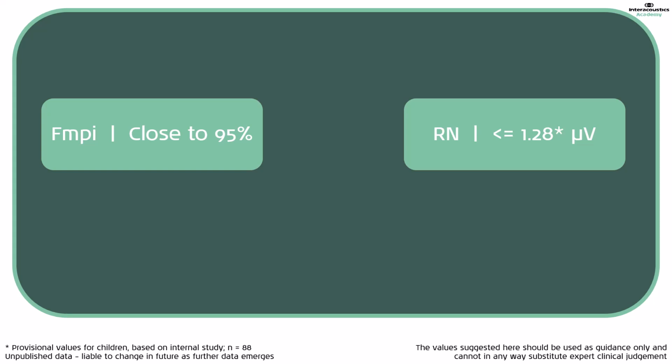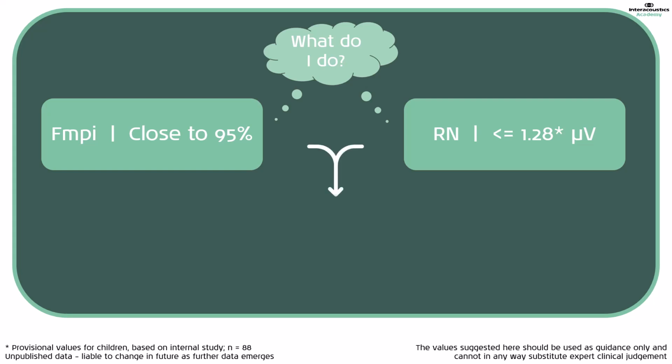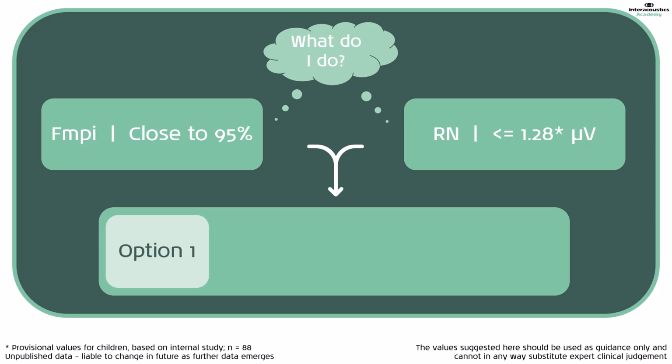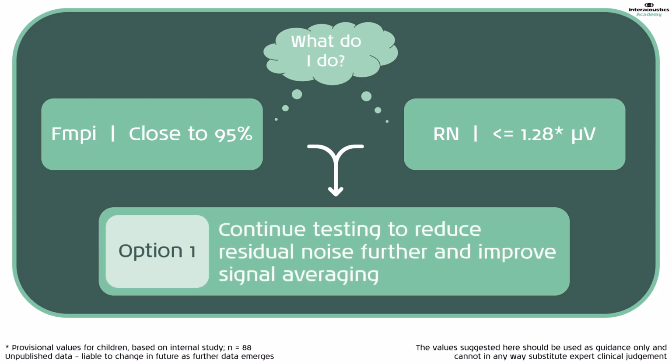You may encounter the scenario where the residual noise has reached a low value, but the FMPI has not reached 95%, but is very close to that target. There are two options available for how to manage this situation. You can continue testing, which will reduce the residual noise further and improve the signal averaging, which increases the likelihood of reaching the FMPI target of 95%.